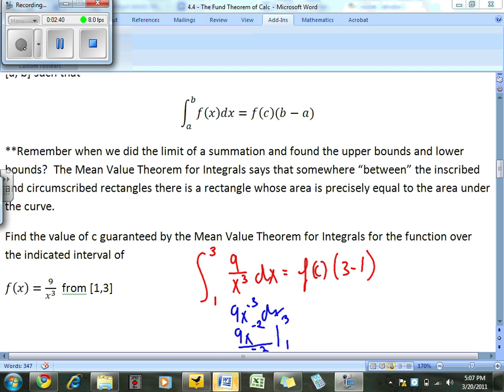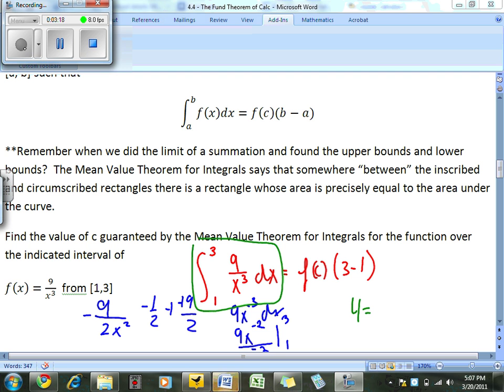Let's rewrite this over here. We're going to have 9 all over x squared. When I plug 3 in there, I'm going to have negative 9 over 2 times... negative 1/2 of 9, minus the bottom. When we plug 1 in there, we'll have a negative 9/2. So plus a positive 9/2, we're going to have 8 all over 2, which is going to be 4. So when we evaluated this integral here, we got 4.